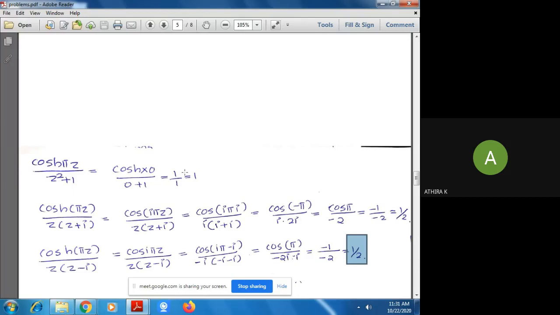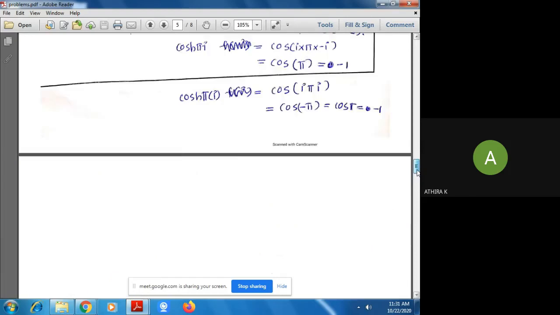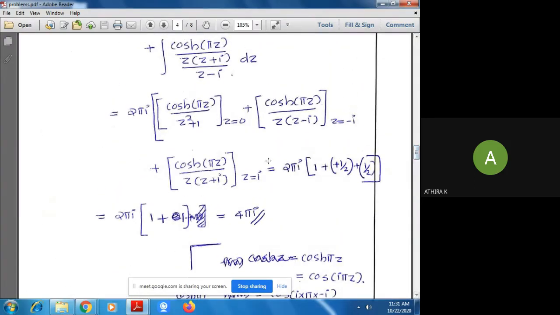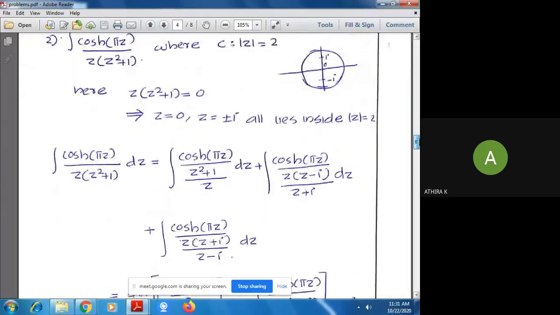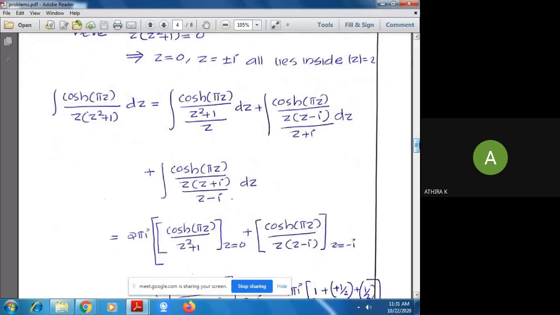So substitute these values 1, 1 by 2 and 1 by 2 in our equation. We get 2πi into 1 plus 1 by 2 plus 1 by 2. That is 2πi into 1 plus 1. That is 2πi into 2, which implies 4πi. Is it clear? Please comment your answer.